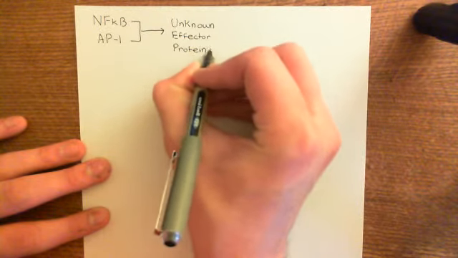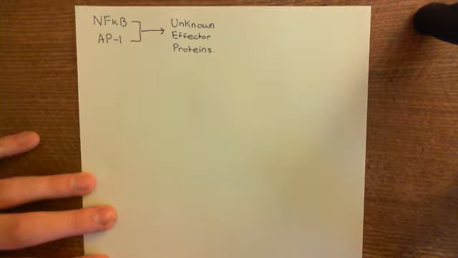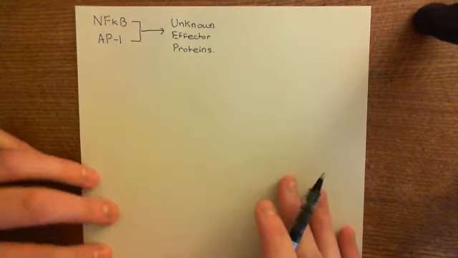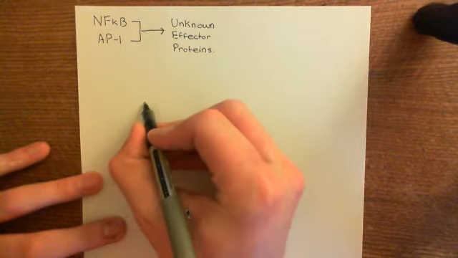Right, so what are these unknown effector proteins going to do? Well, basically, they are going to reorganize the actin and tubulin cytoskeleton. So what do I mean by this? Well, let me draw a picture.